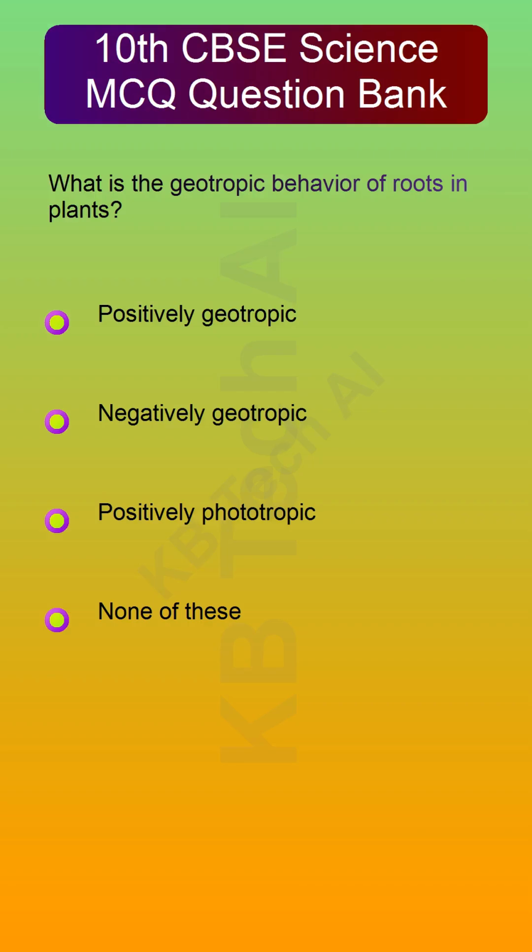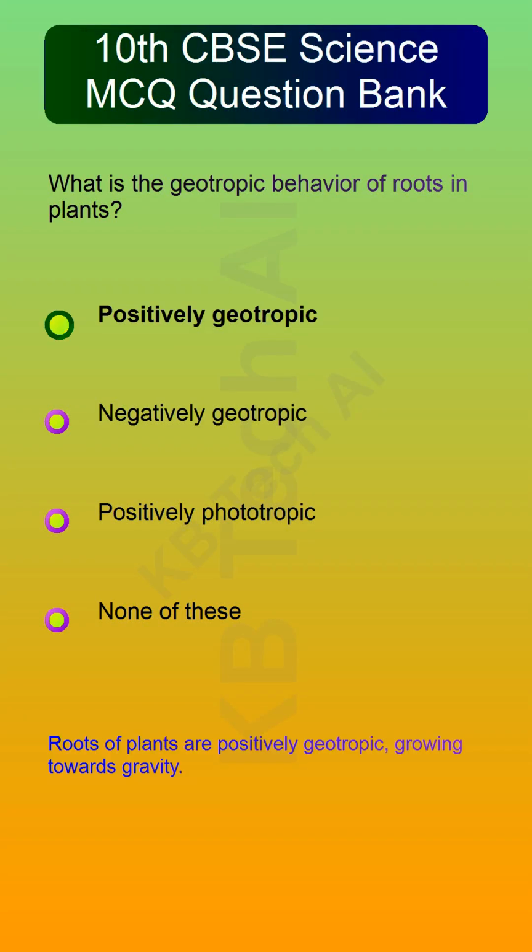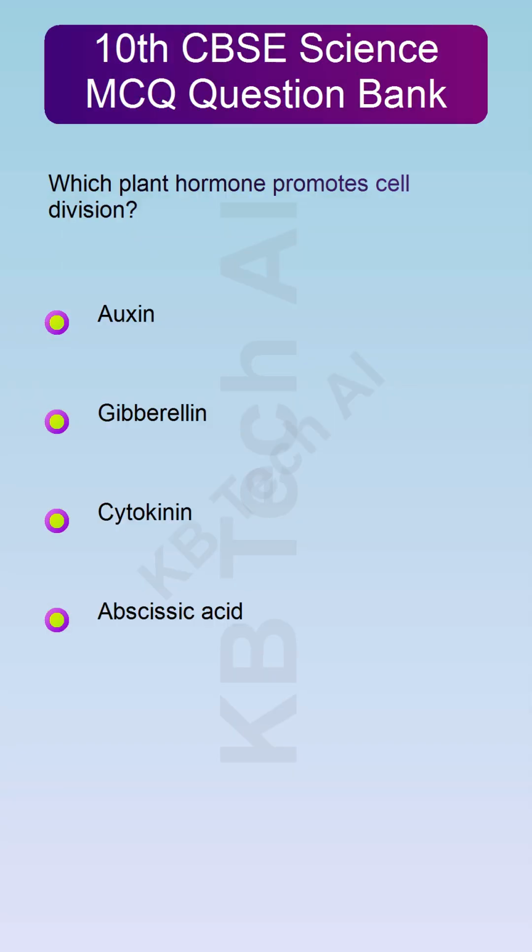What is the geotropic behavior of roots in plants? Option 1, positively geotropic. Option 2, negatively geotropic. Option 3, positively phototropic. Option 4, none of these. The answer is Option 1, positively geotropic.